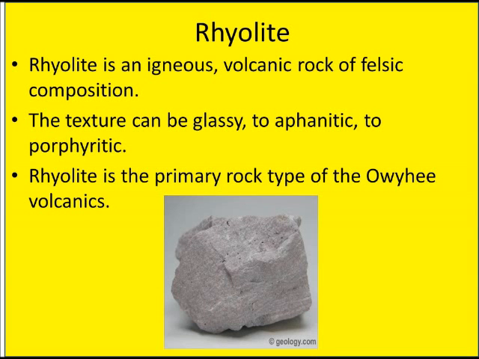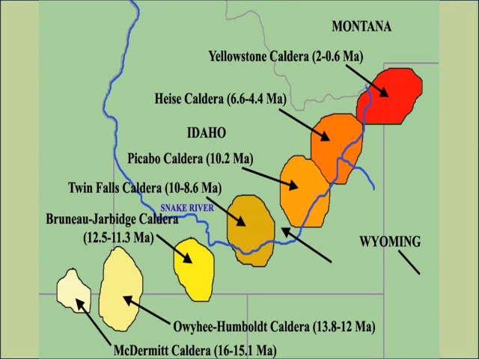Rhyolite. Rhyolite is an igneous, volcanic rock of felsic composition. The texture can be glassy to aphanitic to porphyritic. The rhyolite is the primary rock type of the Owyhee Volcanics. The lava flows were produced by the Snake River Plain hotspot, as it sat under southwest Idaho in Middle Miocene time.